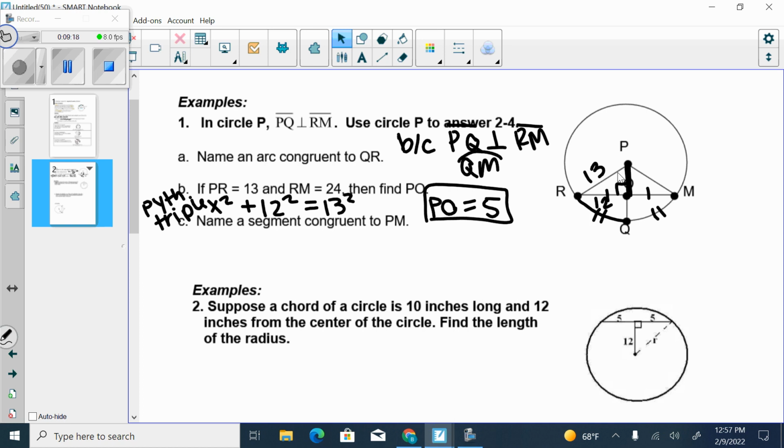All right, and then they want to know a segment that should be congruent to PM. PR, why? Because they're congruent triangles. They're both radii, right. It is an isosceles triangle, but the reason we know it's an isosceles is because those are both radii, so they have to be the same size. Very good. All right, so PR, because both are radii.